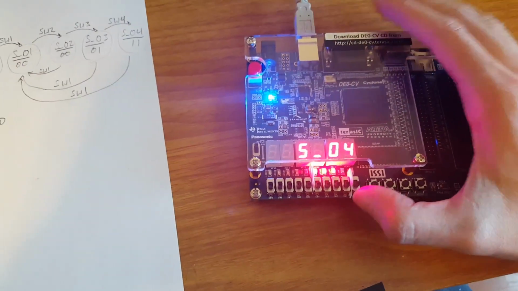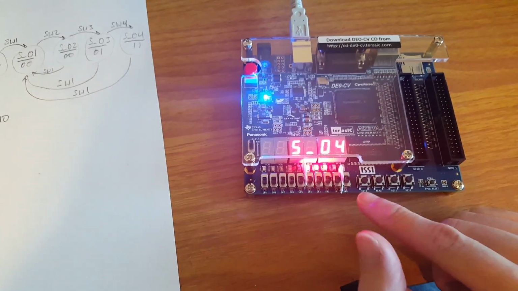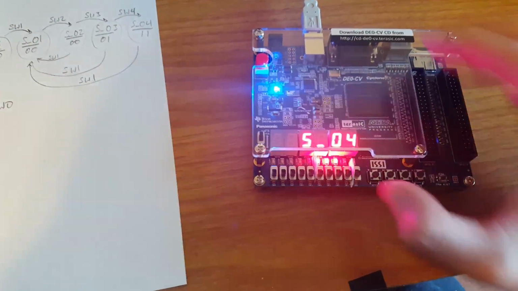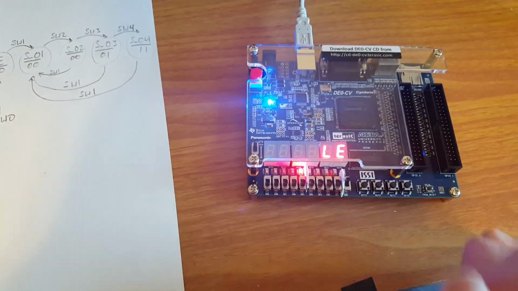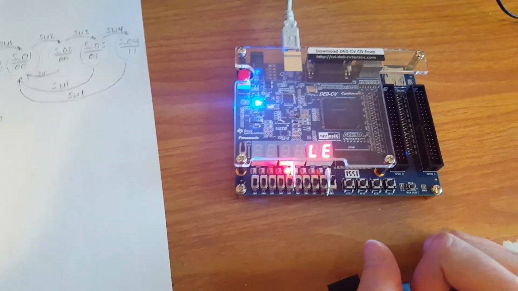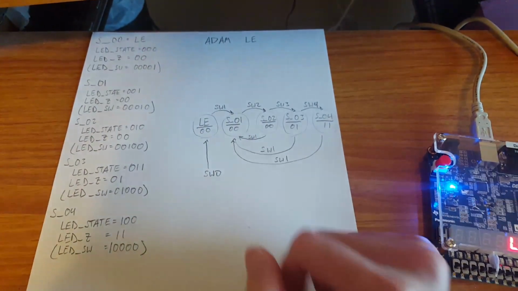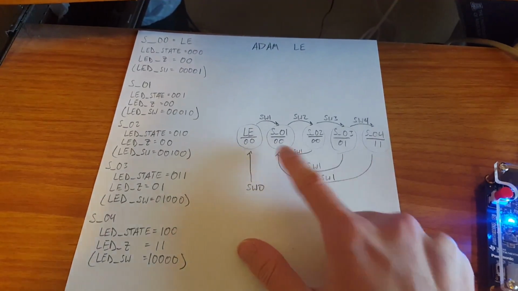Next, we will test out the reset, which is switch 0. As soon as switch 0 turns on, we should see that the machine resets to state 0. And when we turn on switch 0, we see that the machine does indeed reset to state 0 as denoted by my last name.